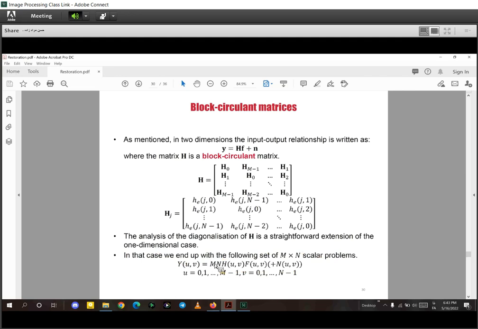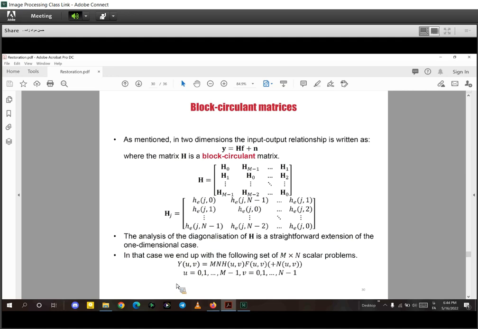Y is m by n. These are scalars. These vectors are H, F, and maybe plus noise. H for two dimensions, dot F for two dimensions, and maybe plus noise for two dimensions. And we are in this relation in the frequency domain, U and V, not I and J.